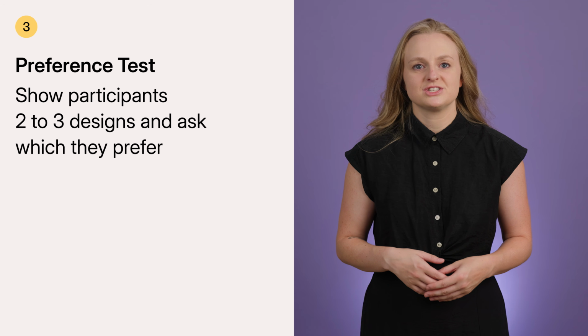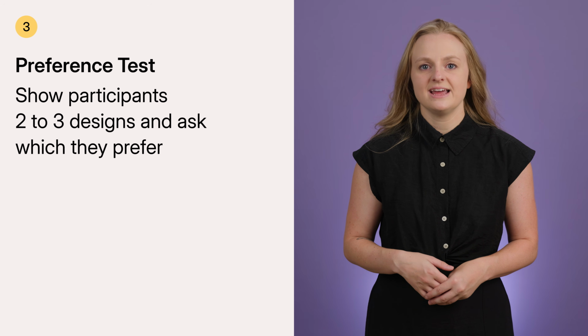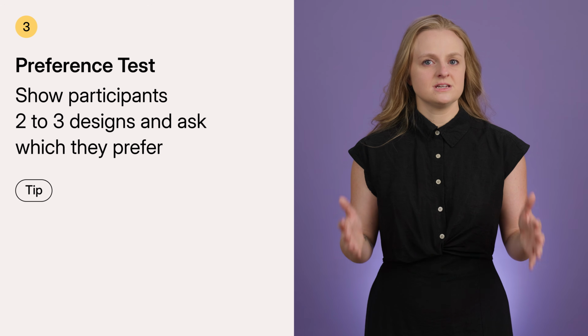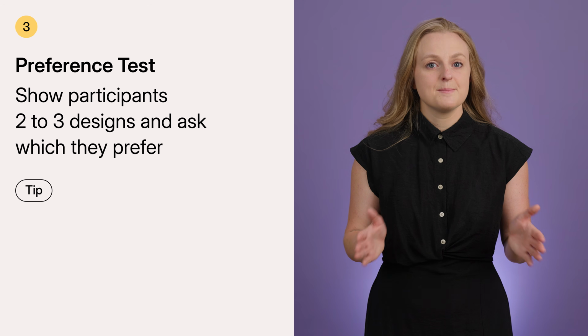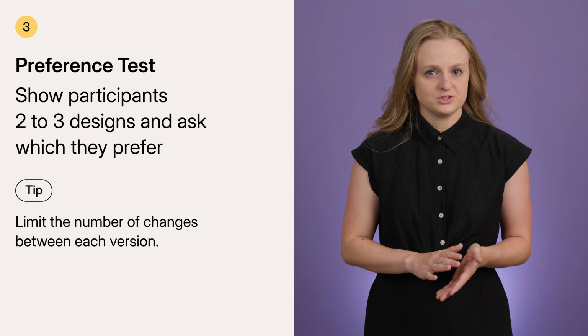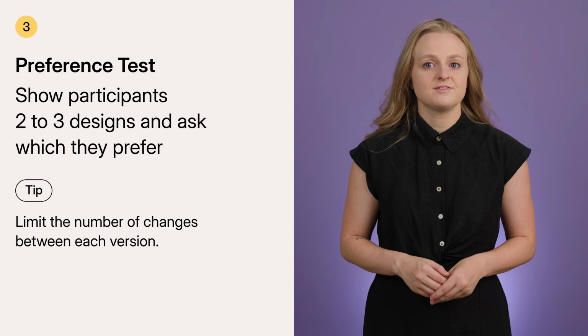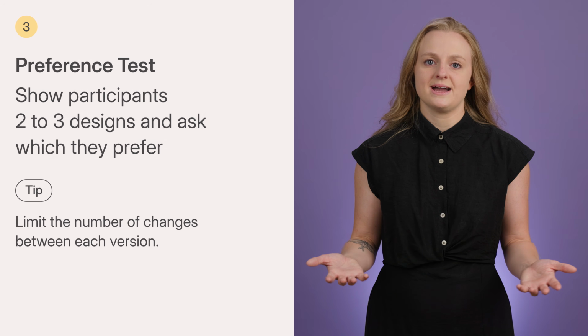Method 3. Preference testing. Here, you'll show participants 2 to 3 design variations and ask which they prefer. Just remember, make differences significant enough for non-designers to notice, but limit the number of elements changed between each version. This way, you can draw clear conclusions and identify which elements have the greatest impact.